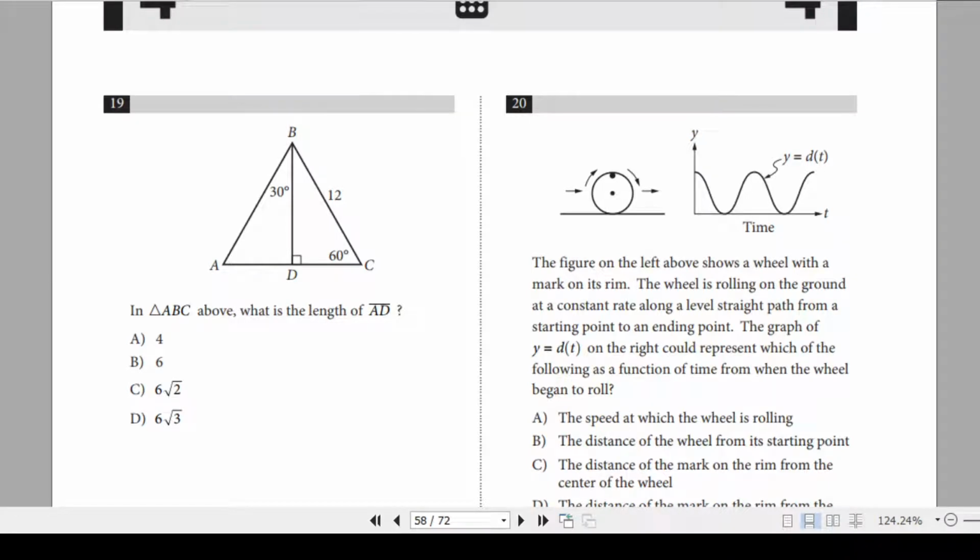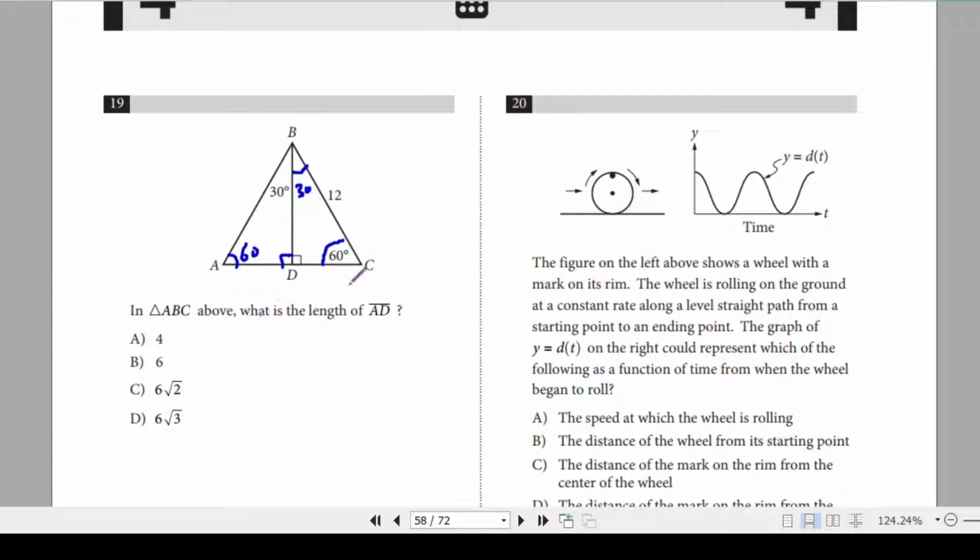Question number 19. This is a 30, 60, 90 triangle. Why? Because if this is 60 and this is 90, this must be 30. And this is 30 and this is 90, of course. If this is 90, this must be 90. And this is also 60. So basically it's a 30, 60, 90.